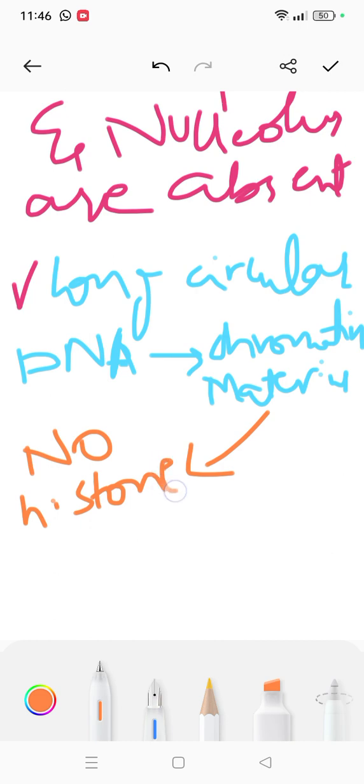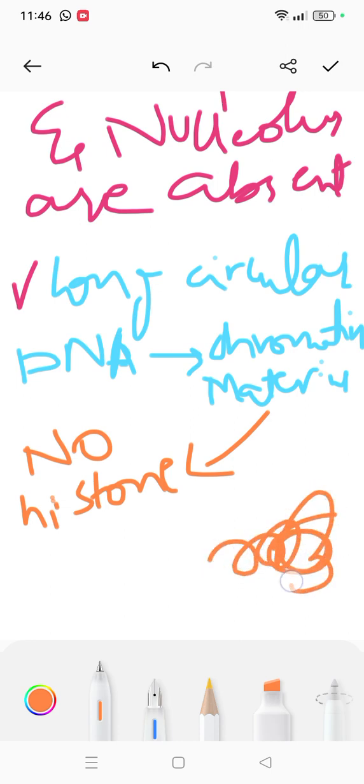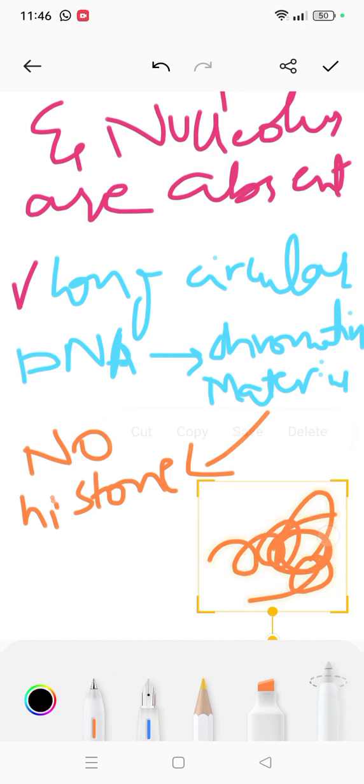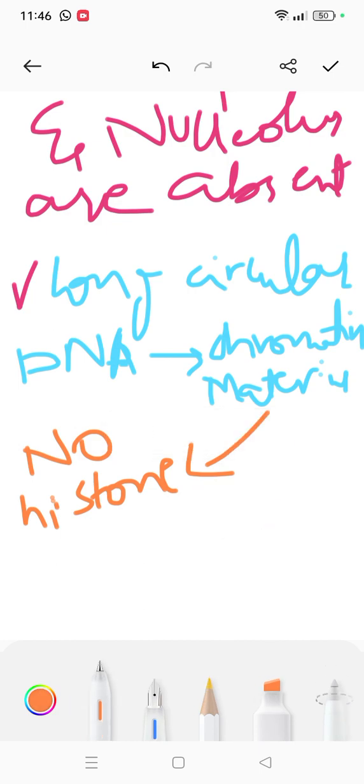In eukaryotes there's a big difference. In eukaryotes you'll find histone protein, and the DNA will bind itself around it like this, but in prokaryotes nothing is like that. They do not have histone protein.